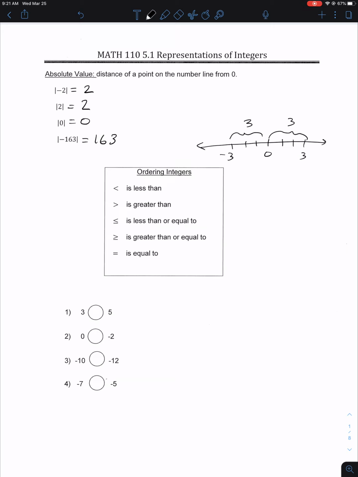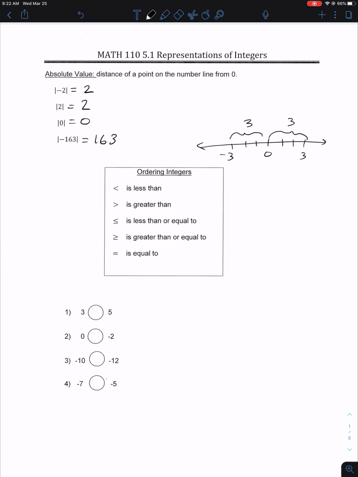All right. Is that okay? Good. Now the other nice thing about number lines is that it gives an ordering to things. If something is further to the right, that means it's a bigger number. If something's further to the left, it's a smaller number. And with that, we get these nice inequalities: less than, greater than, less than or equal to, greater than or equal to, or exactly equal to. In this case, we want to determine if something's less than, greater than, or exactly equal to something else.